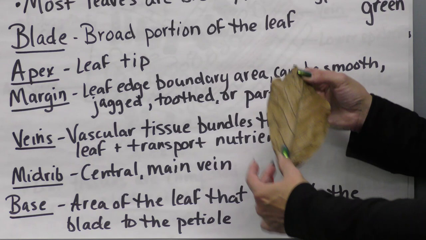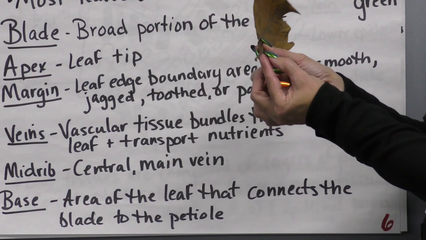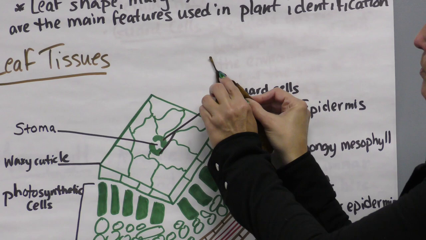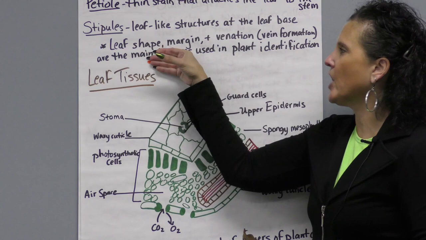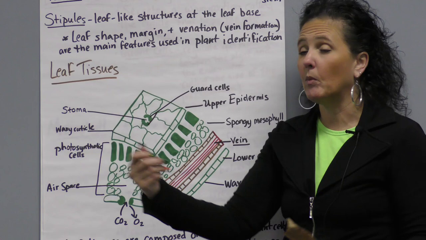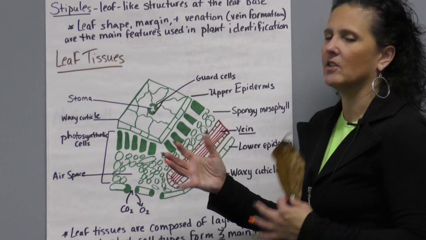And the base is the area of the leaf that connects the blade to the petiole. Right down here would be the base of this leaf. And then we can look here at the petiole, which we've already looked at. That thin stalk attaches the leaf to the stem, this part, and we don't have any stipules, those little leaf-like structures at the leaf base. Leaf shape, the margin, the outsides, and the venation, the vein formation, are the features we use in plant identification. So if we go out into the woods and pick up a leaf, we can tell what tree it is, to genus and species, according to those features.